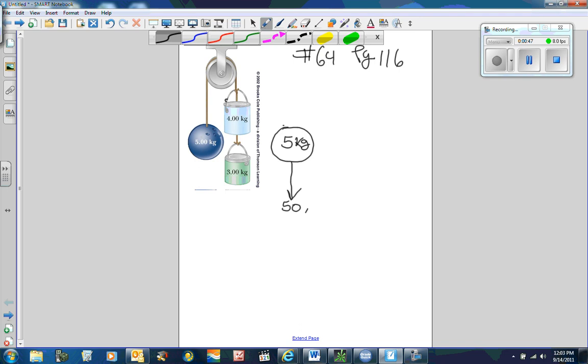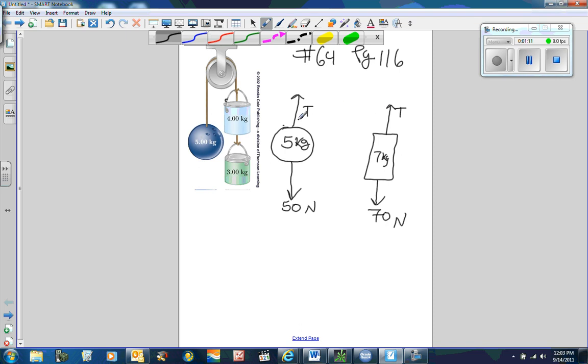50 newtons pointing downward. And we have a tension force upward. We do not know the tension force. And then we have one big object on the other side that's going to be 7 kilograms total, and there's also a tension force upward in it, and 70 newtons down this way.